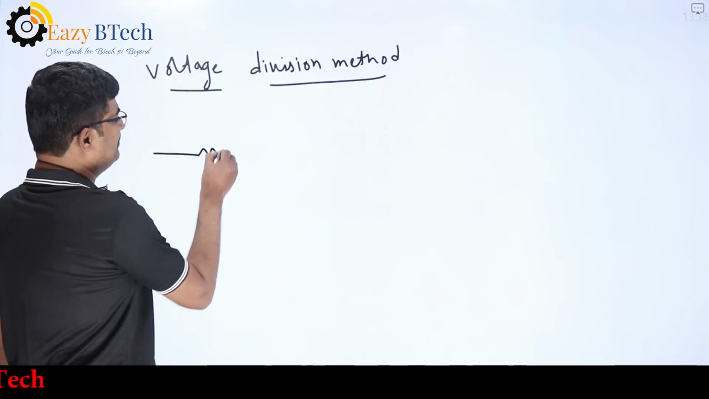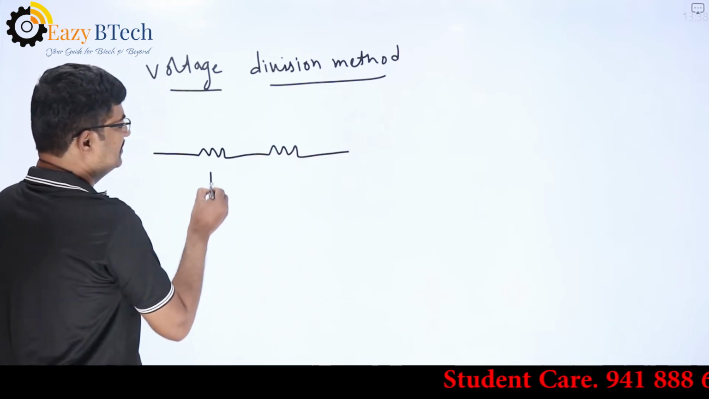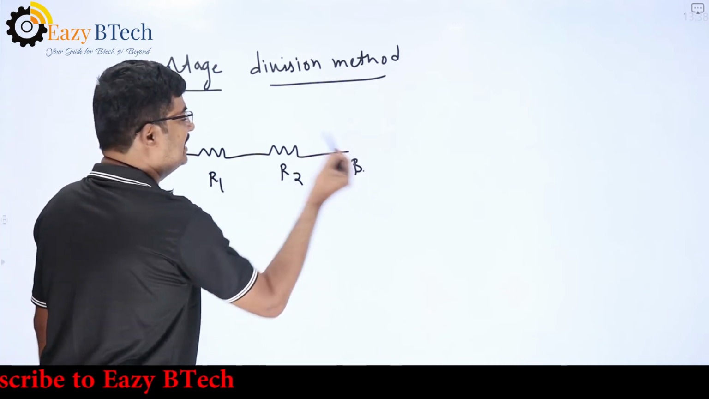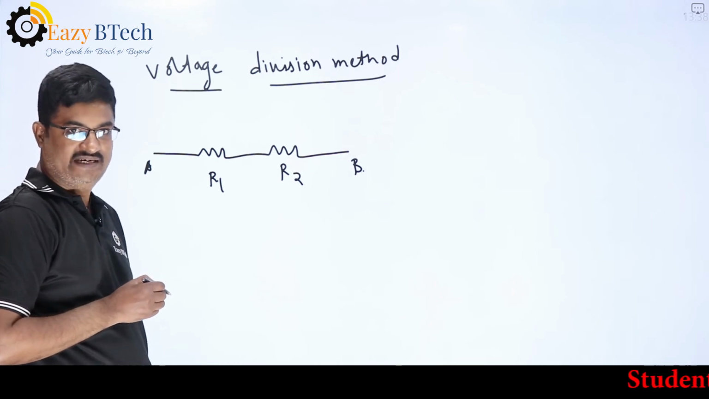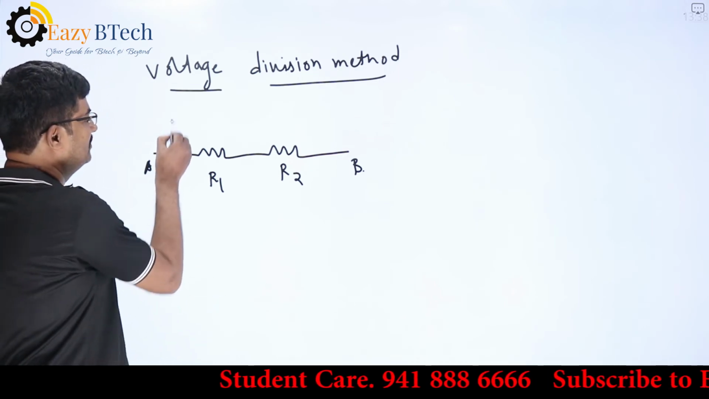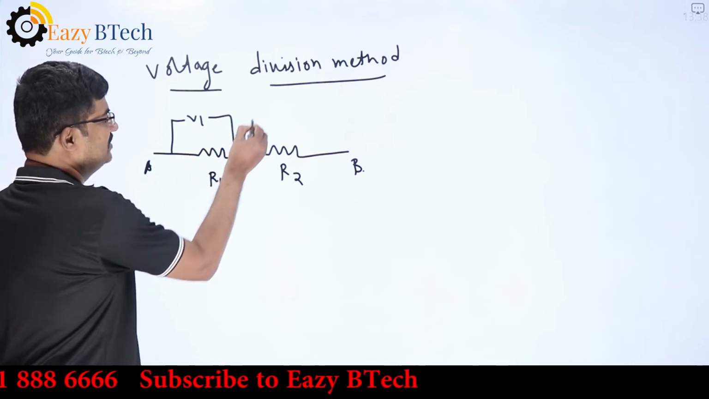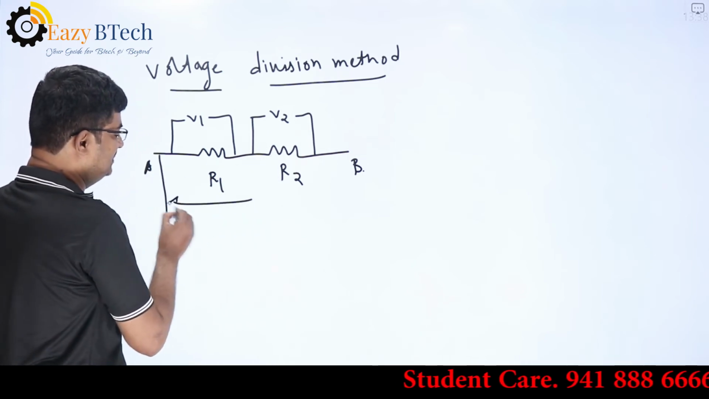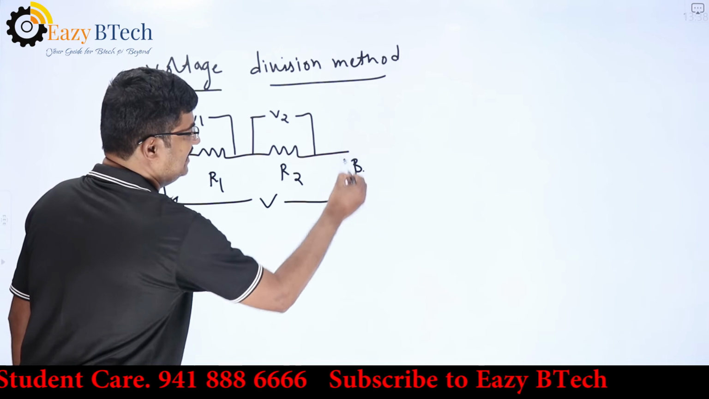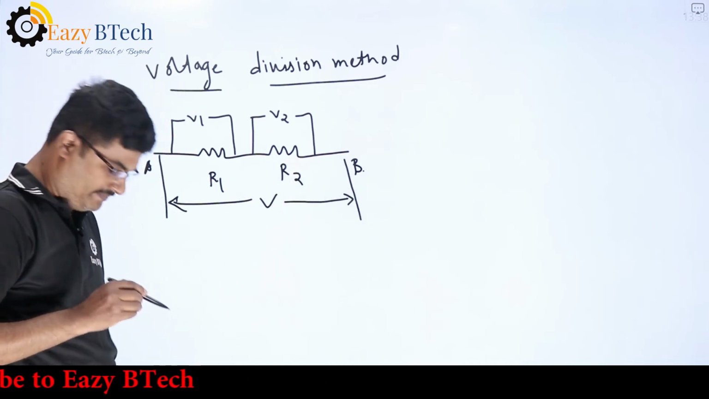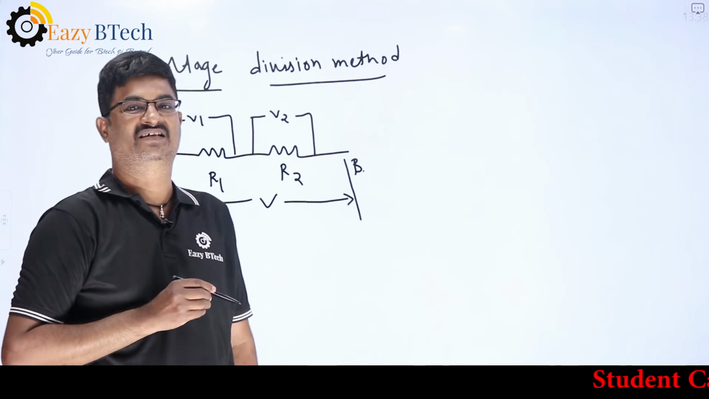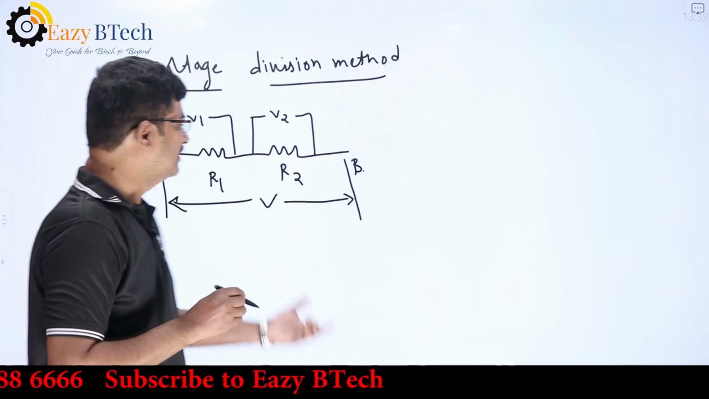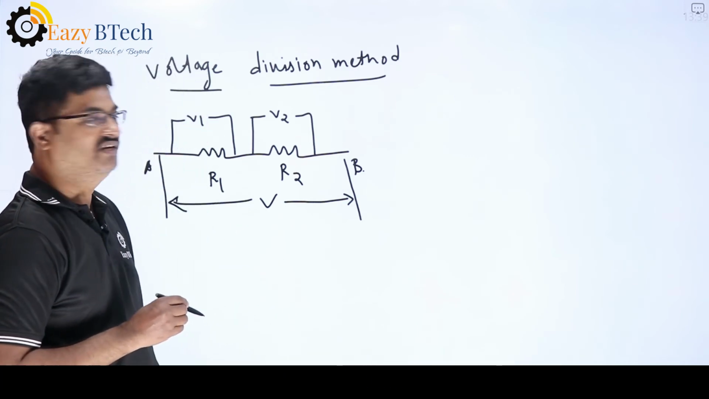Now, suppose I have two resistors, R1 and R2, connected in series across the terminals A and B. The voltage across R1 is V1, the voltage across R2 is V2, and the total voltage is V across the terminals A and B. Two resistors R1 and R2 are connected in series. The total voltage across R1 and R2 is equal to V.